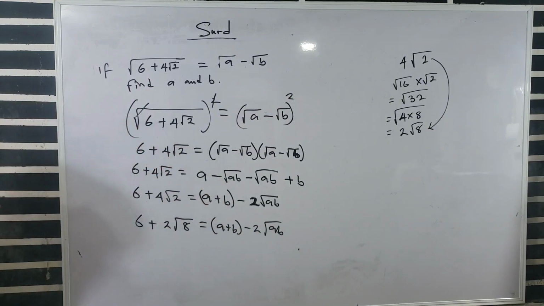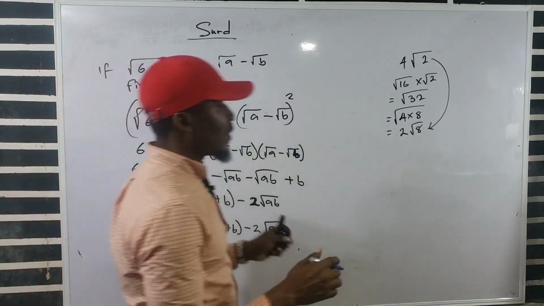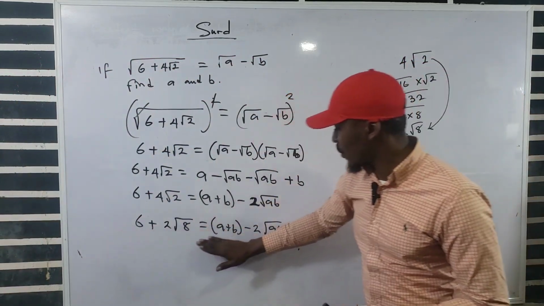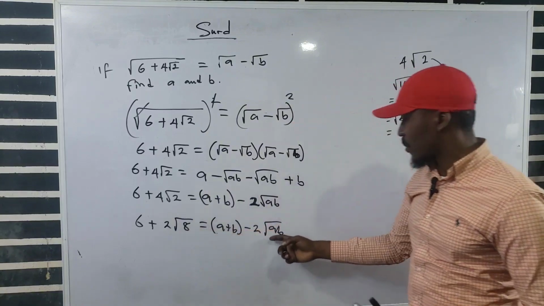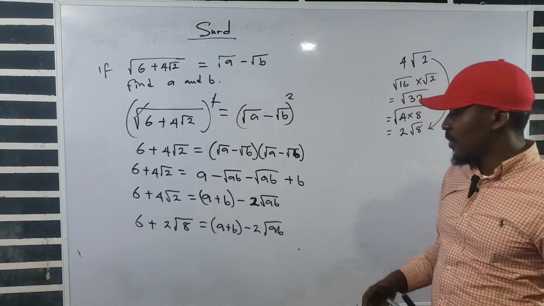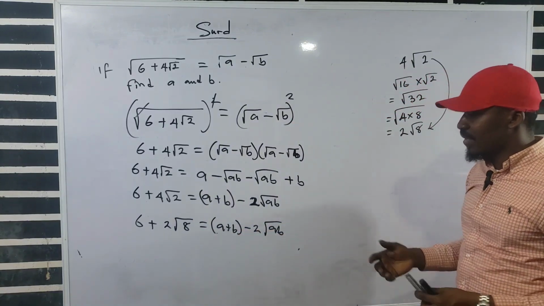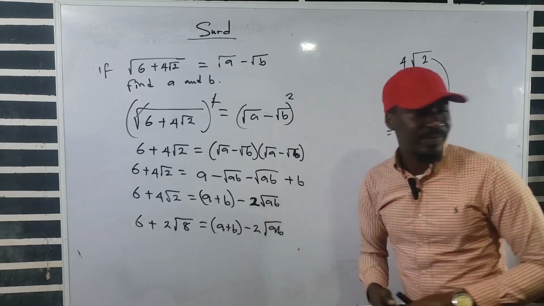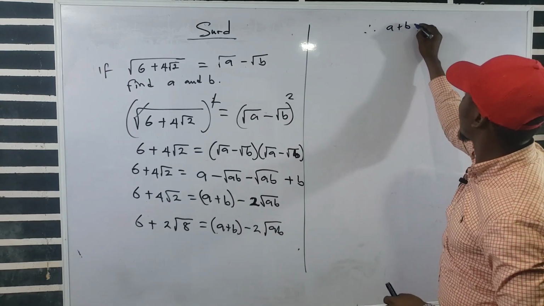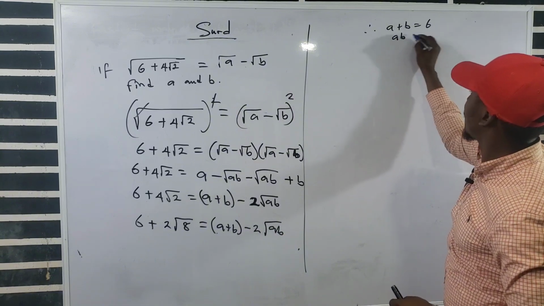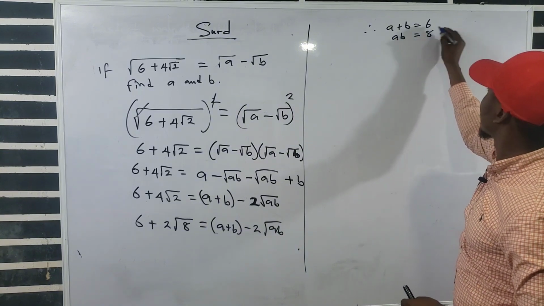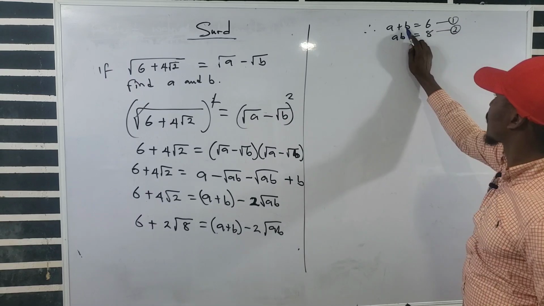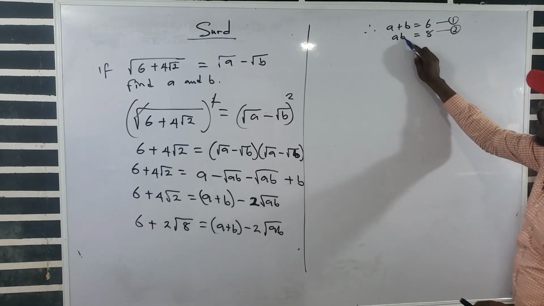So what we have to do here is to compare. So we compare our expression. It simply means that 6 is equal to a plus b, then 8 is equal to a times b. So let's solve, and definitely it's likely to lead us to a quadratic equation, but let us see how we can solve that. a plus b equals 6, then ab equals 8. So this is our equation 1, and our equation 2 here, make a the subject of the formula. Then we put it in the quadratic.